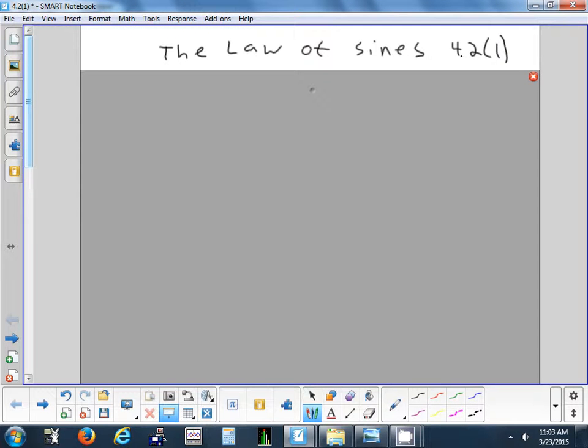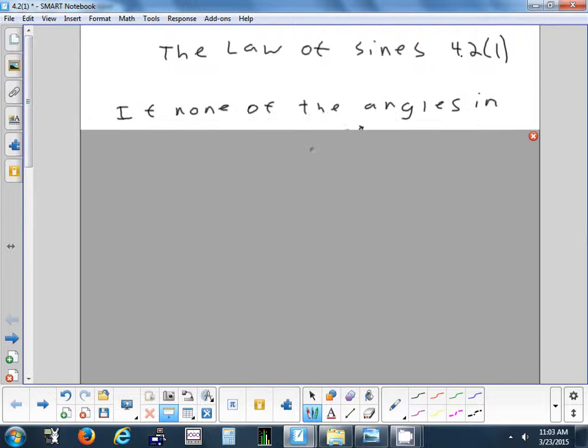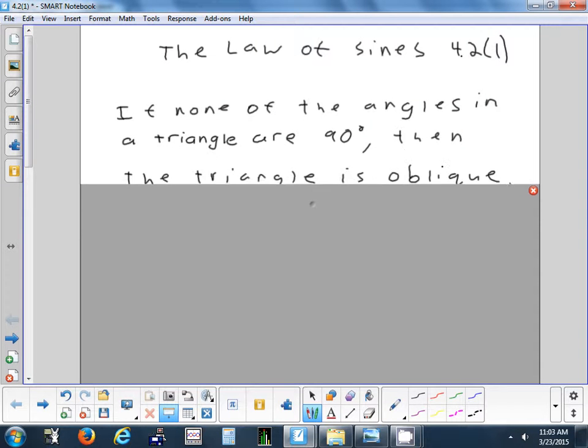All right, so today we're going to start looking at what's called the law of sines. There's two laws we're going to look at this week. One is the law of sines, one is the law of cosines. Basically, these formulas are used anytime you're trying to find sides or angles in a triangle and you don't have a 90-degree angle. It's called an oblique triangle.